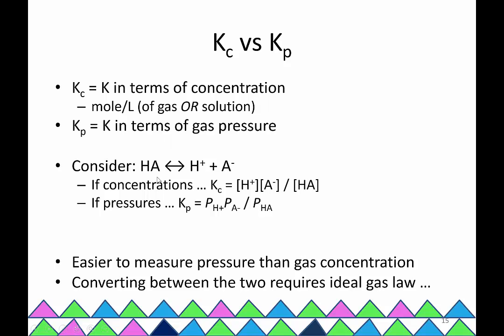So if you have some acid HA that dissociates to H plus and A minus, if you're dealing with concentrations, you would do the molarity of H plus times A minus over HA. But if you were doing pressures, you would do the pressure of H plus times pressure of A minus over the pressure of HA. So for gases, it's easier to measure pressure than the gas concentration. So that's why we use Kp, but usually for this class we're going to be focusing on Kc, the equilibrium constant in terms of concentration.